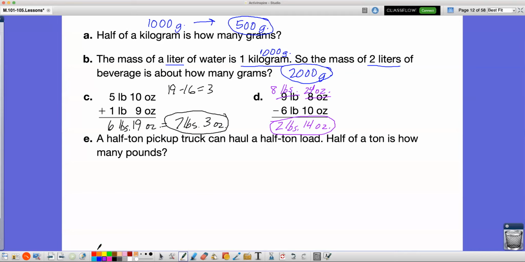Right, on this last one, a half-ton pickup truck can haul a half-ton load. Half of a ton is how many pounds? Well, first of all, you need to know how many pounds a full ton is. FYI, if you don't know that already, 1 ton equals 2,000 pounds. So if you know that, then you already know what a half ton is. A half ton, in this case, would equal 1,000 pounds. And that's your answer.